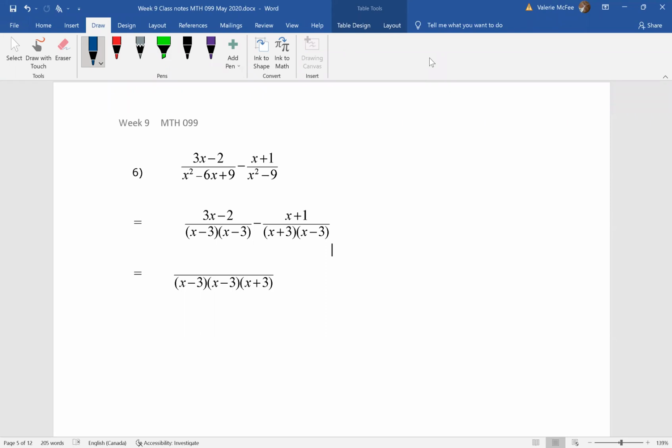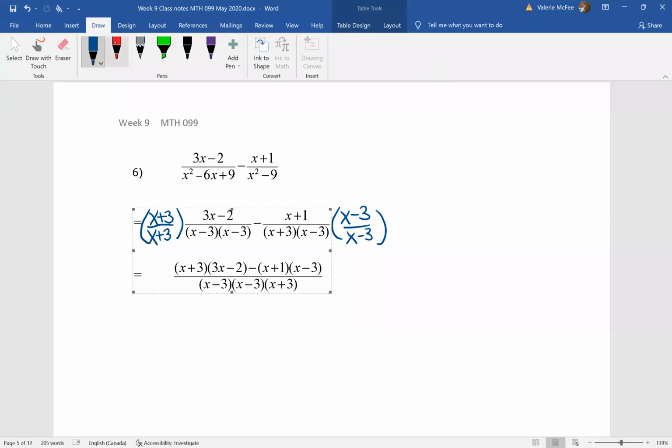We can see that our first expression is missing that factor of x plus 3. So we're going to multiply the numerator and the denominator by x plus 3. Our second expression only has 1 factor of x minus 3 in the denominator. We need 2 factors of x minus 3. Be careful when you open the brackets in the numerator. Watch that negative sign. Why don't you finish this question up?